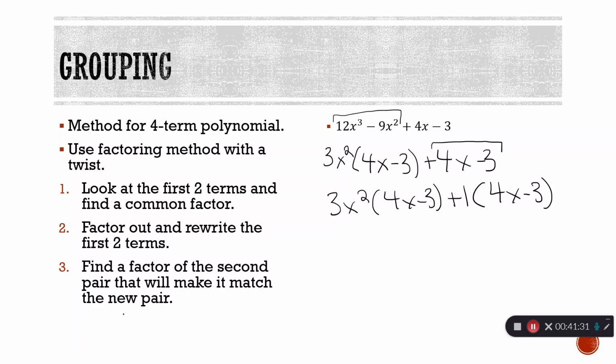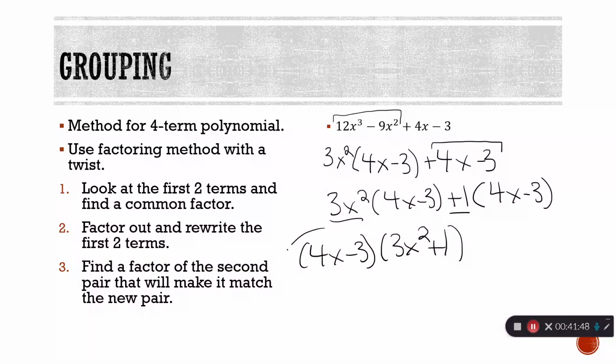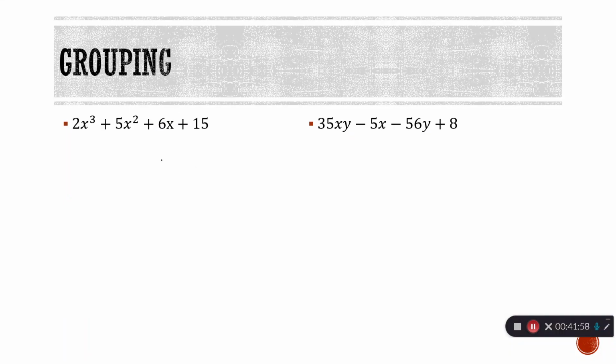Now what we're going to do is rewrite these out. So we know one of them is going to be 4x minus 3. And then we take this and make it into one big thing: 3x squared plus 1. Okay? So you see how we pulled something out in the first one, and then we got this one to match and made one and used the second one to make the other. So let's do it again.